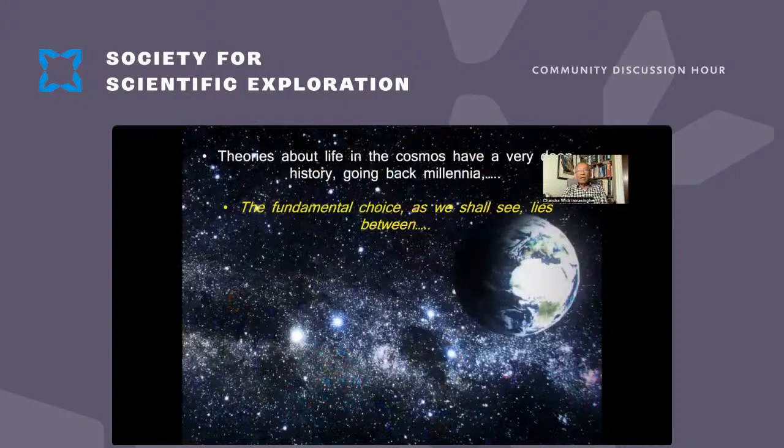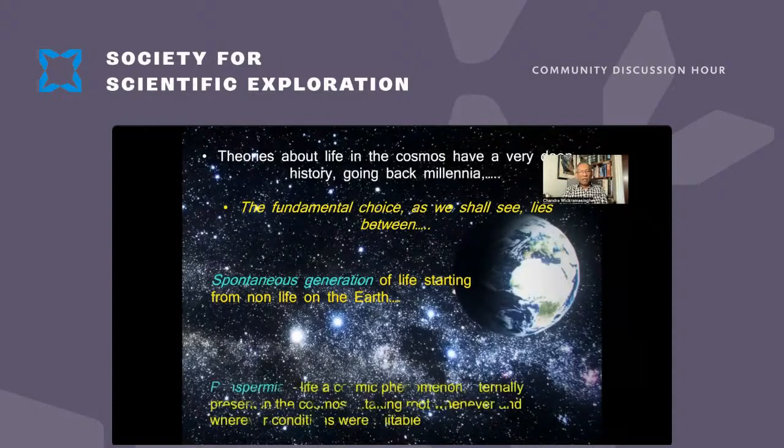Theories about the origin of life, how life began, of course, have a very deep history that goes back several millennia. The basic choice that we have, as we shall see, is between two propositions. One, the idea of spontaneous generation, which says that life started from non-life spontaneously. And the competing theory that I have been working on and subscribing to for over 4 decades is the theory of panspermia, which says that life is a cosmic phenomenon, eternally present in the cosmos and taking root whenever and wherever the conditions for life become suitable.